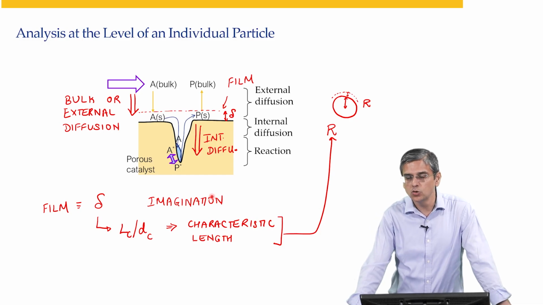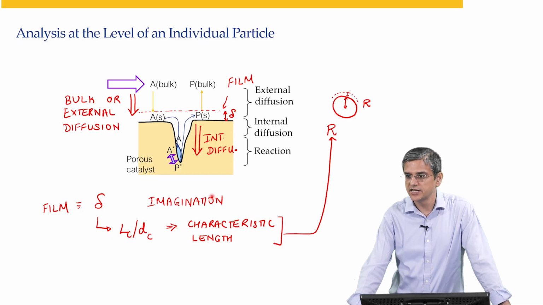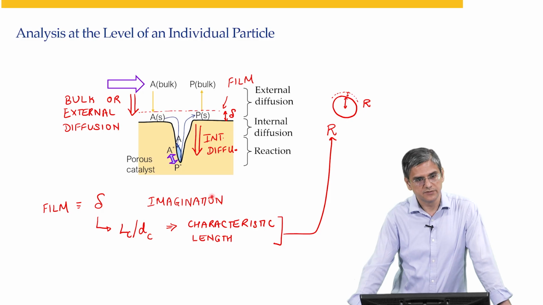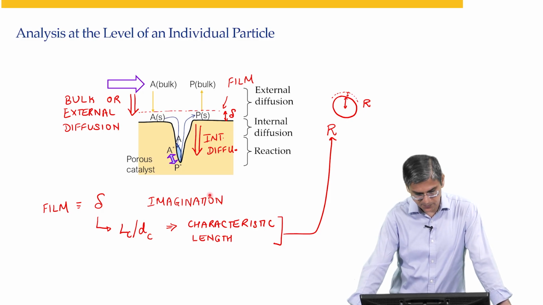So, modules 1 and 2 were terminologies, recap, putting everything in context and setting up the stage. Modules 3 and 4 were molecular, modules 5, 6 and 7 are mesoscopic, and modules 8, 9 and 10 are reactor level. That is how the course is split up.